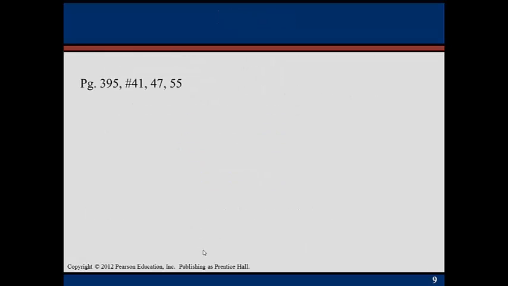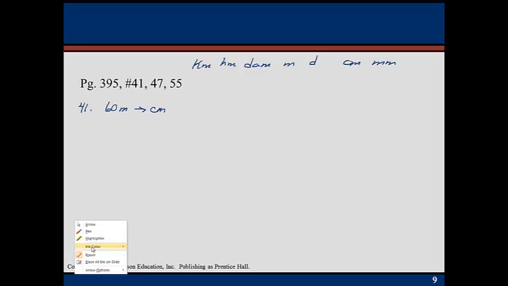Let's look at problem 41, and again it says convert, and we have 60 meters, and we're converting it into centimeters. So go ahead and locate the centimeters. So let me rewrite it again. So we have our kilometer, our hectometer, okay, so let's locate meters, and we're going to convert over to centimeters. So we need to count how many places. So starting at meters, we're going to go over to centimeters.